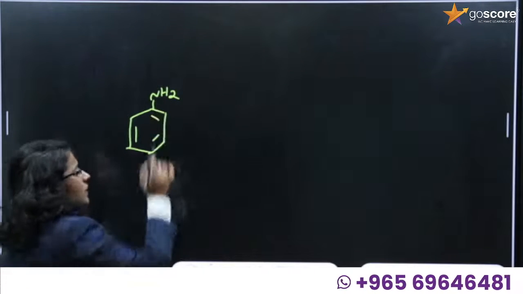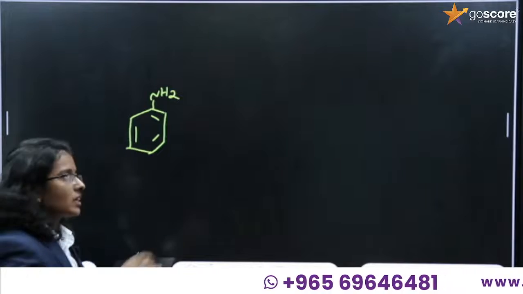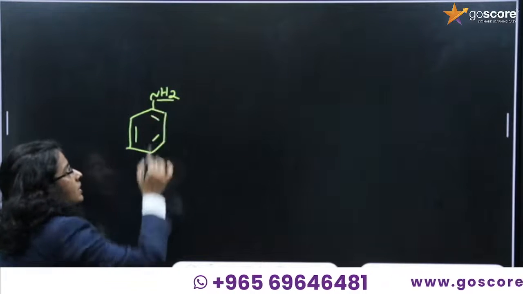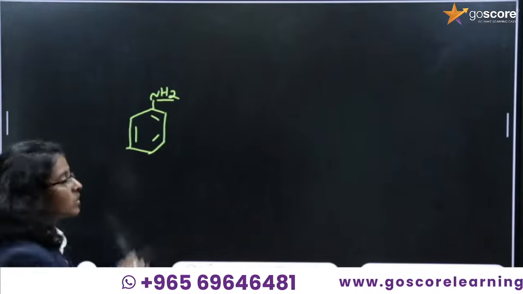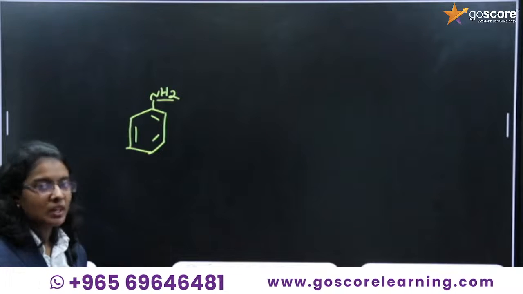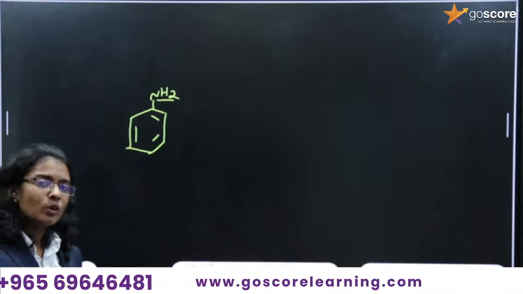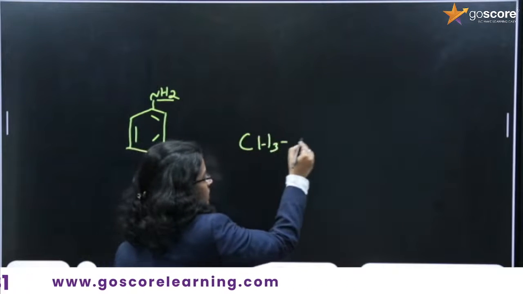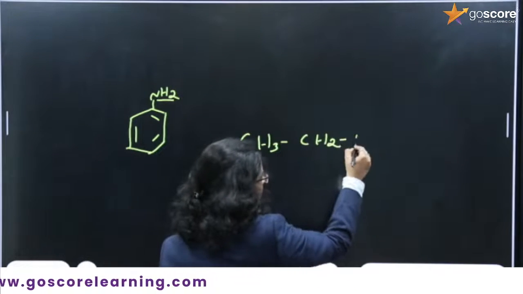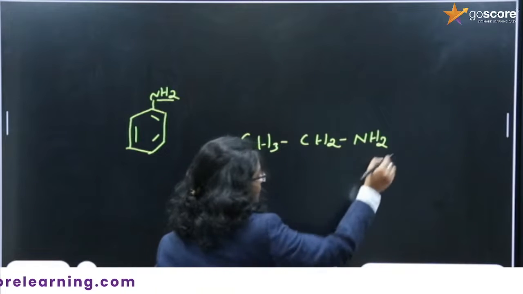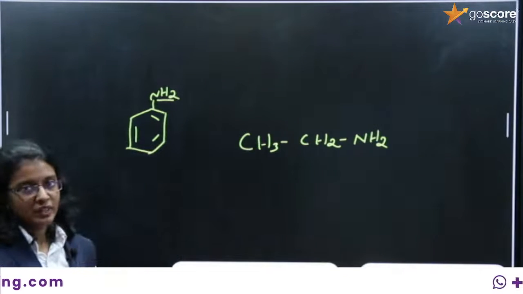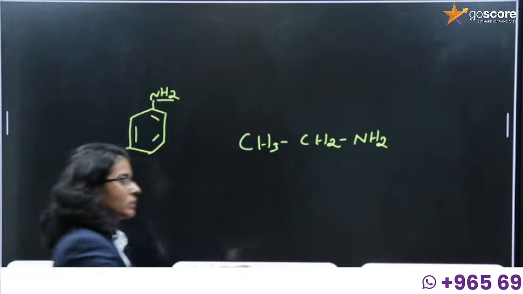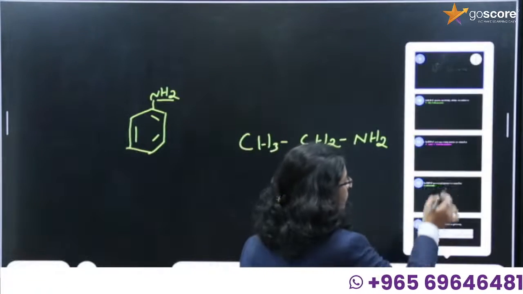So is it a primary, secondary, or tertiary amine? It is a primary amine. The nitrogen atom contains two hydrogens, so it is a primary amine. This is an example of an aromatic amine. Then for aliphatic, you know CH3, CH2, NH2. This is an aliphatic amine. So I hope the classification is clear for you.